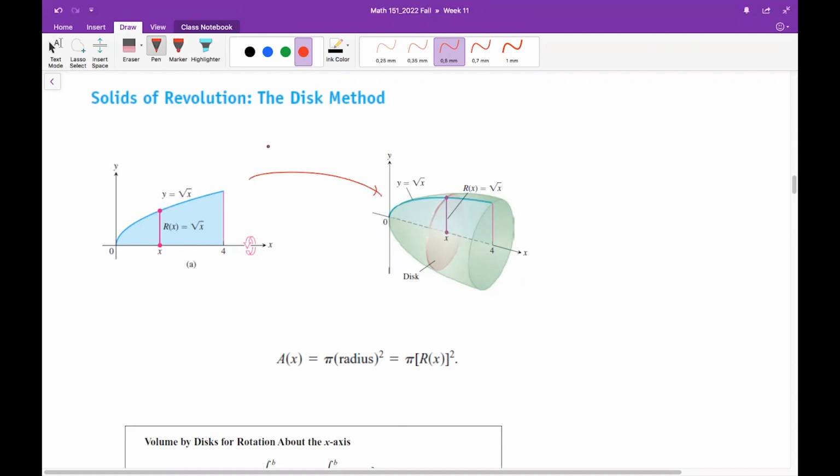So revolve the shaded region around the x-axis, then you will obtain this solid region, and it is called the solid of revolution. And to find the volume of a solid like this, we only need to observe that its cross-sectional area, which is this shaded part, is the area of a disk with radius r.